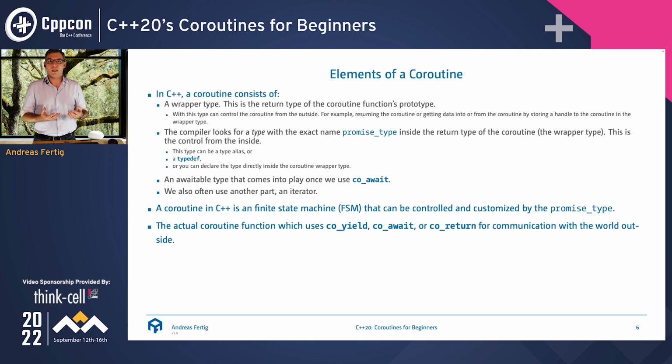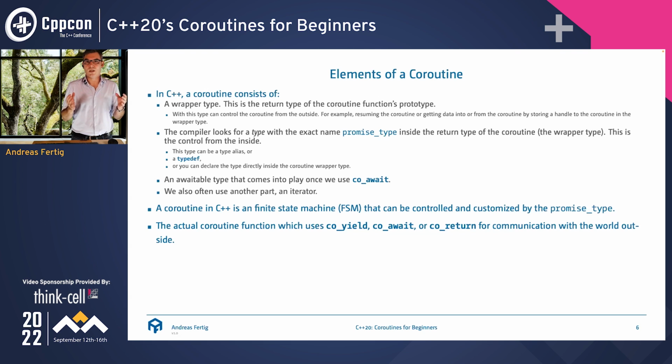This type allows us to now control the coroutine more from the inside point of view. The promise_type we define can either be a type alias or typedef to a real type, then it only has to carry the name promise_type in the typedef or in the alias. Or we can, of course, define this promise_type directly in the wrapper type.